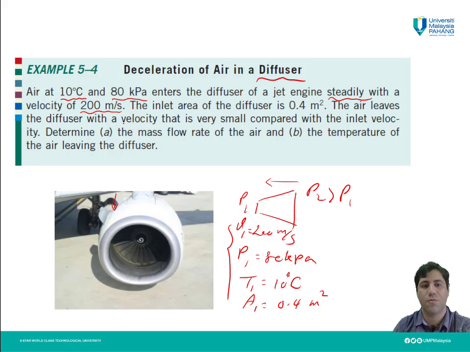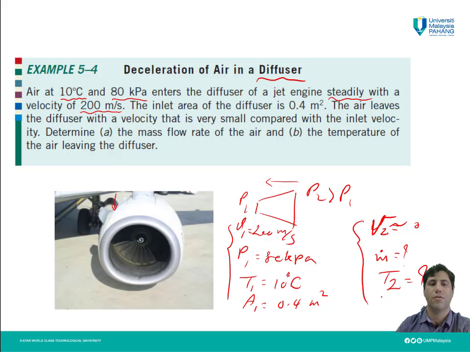The air leaves the diffuser with a velocity that is very small compared with the inlet velocity. So at the output, V2 can be neglected compared to V1, and we can assume it is 0. Then we need to determine the mass flow rate of the air, m dot, in our control volume, and also the temperature of the air leaving the diffuser, T2. So we need to find m dot and T2 for our diffuser.